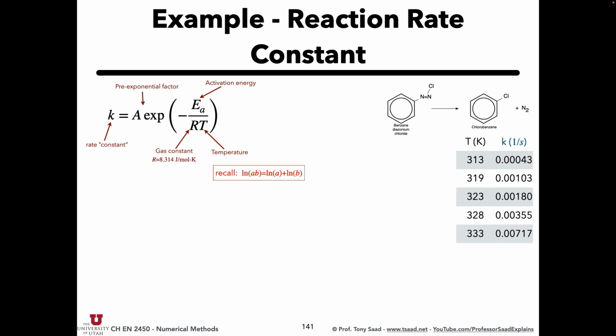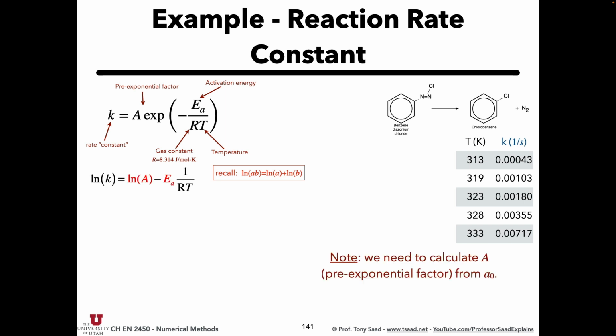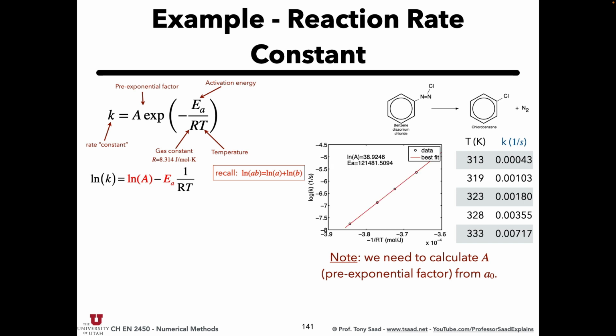Alpha is A, beta is EA, and f of x is minus 1 over RT. Okay? So once you take the natural log of this, you convert it into this form. And if you plot the data of log k versus minus 1 over RT, then this is what you get, indeed a straight line. And so the model does look like in the log space, it would be good to do a regression to a straight line.